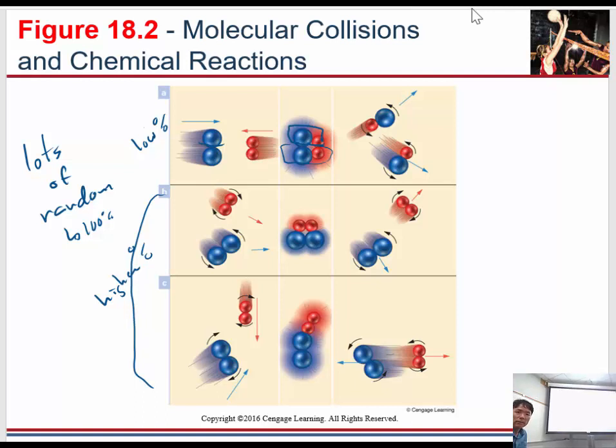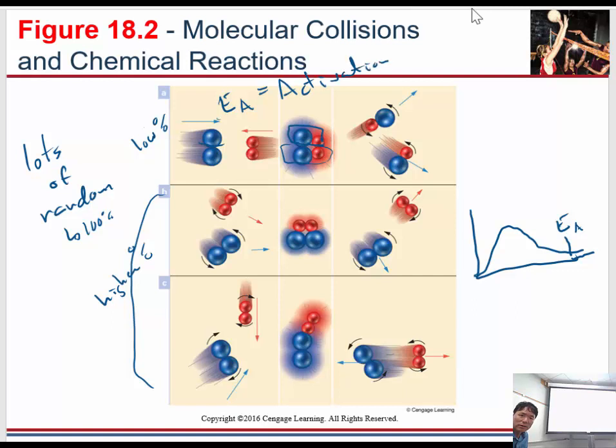And for orientation, this is just randomly oriented, but for energy, we also have a distribution of energies, the Maxwell-Boltzmann distribution. And what we have here is an energy required, E sub A. And so that's the energy that's required in the collision. E sub A is called the activation energy. And the activation energy has to be enough energy to break the bonds.